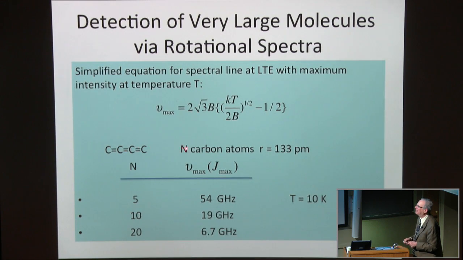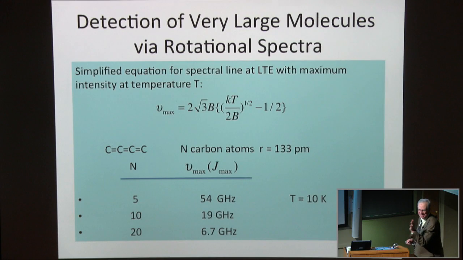So what I'm now going to do is say every linear molecule is just carbon atoms. We'll forget about anything else, and that's a pretty good approximation. And this is a standard bond distance. Chemists have now decided to use picometers. It's gone from angstroms to nanometers to picometers. In any case, this is what's called a double bond. And I'm going to choose a temperature of 10 Kelvin.